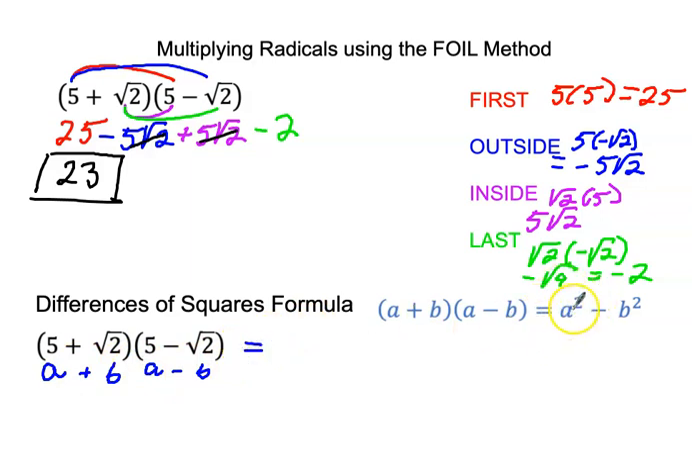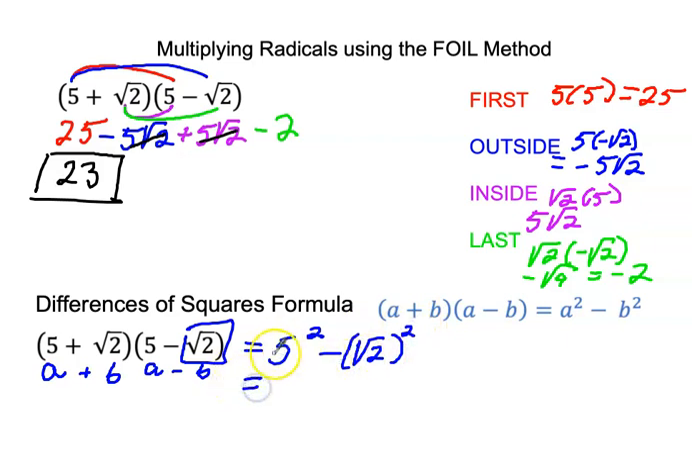Now, the formula says we take A squared. So in this case, we're gonna write 5 squared minus, and now we're going to write B squared. So the B is square root of 2. If you look at this term, you will see negative square root of 2, but we're gonna take only this term, square root of 2. So square root of 2 squared, okay?